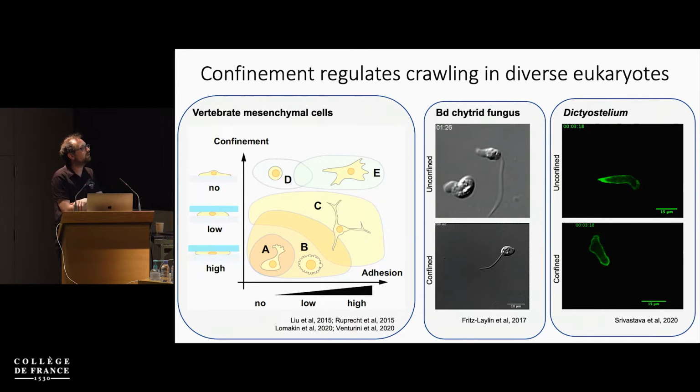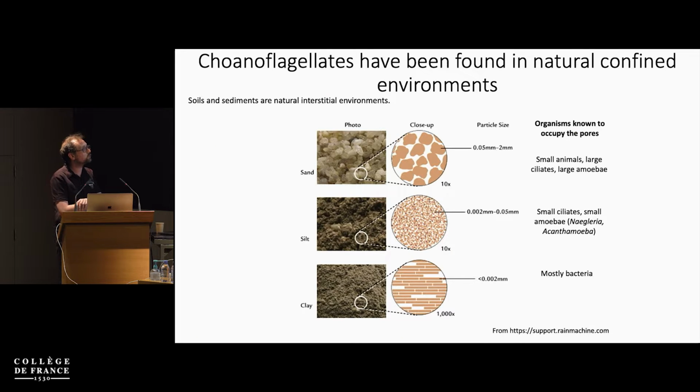So in a sense, it seemed logical that confinement might induce a switch to a crawling phenotype, even in choanoflagellates, which are not supposed to do that. And it also makes sense for another reason, which is that choanos are known to exist in naturally confined interstitial environments. And notably, there is a type of environment called silt, which is like sand, but with smaller grains. The order of magnitude of the pores is from 2 to 50 microns, so that's small enough to conceivably confine a choano, which is about 5 microns large.